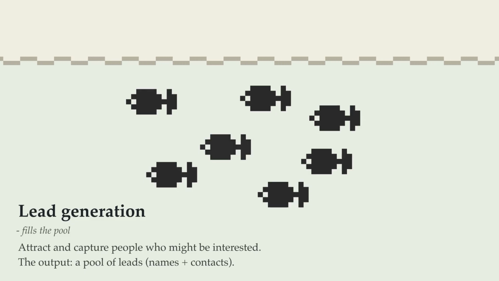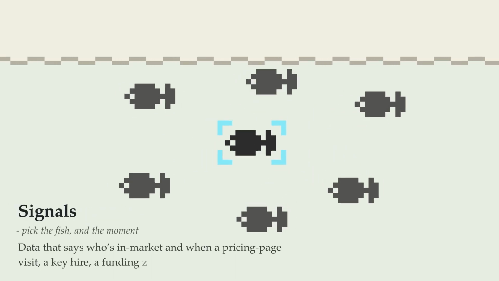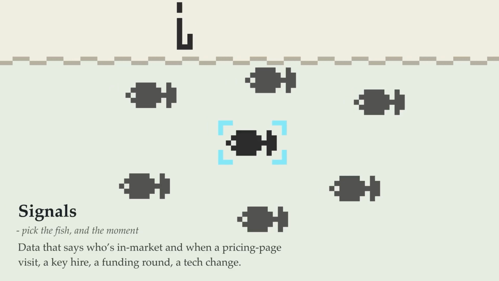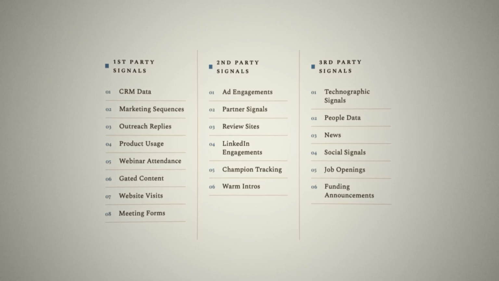Another really key term, which I'm sure a lot of you have heard of, is signals. This is data that says who's in the market and who's ready to be marketed to. So what are the best signals? I think there are a few different types: first party signals, second party signals, and third party signals.